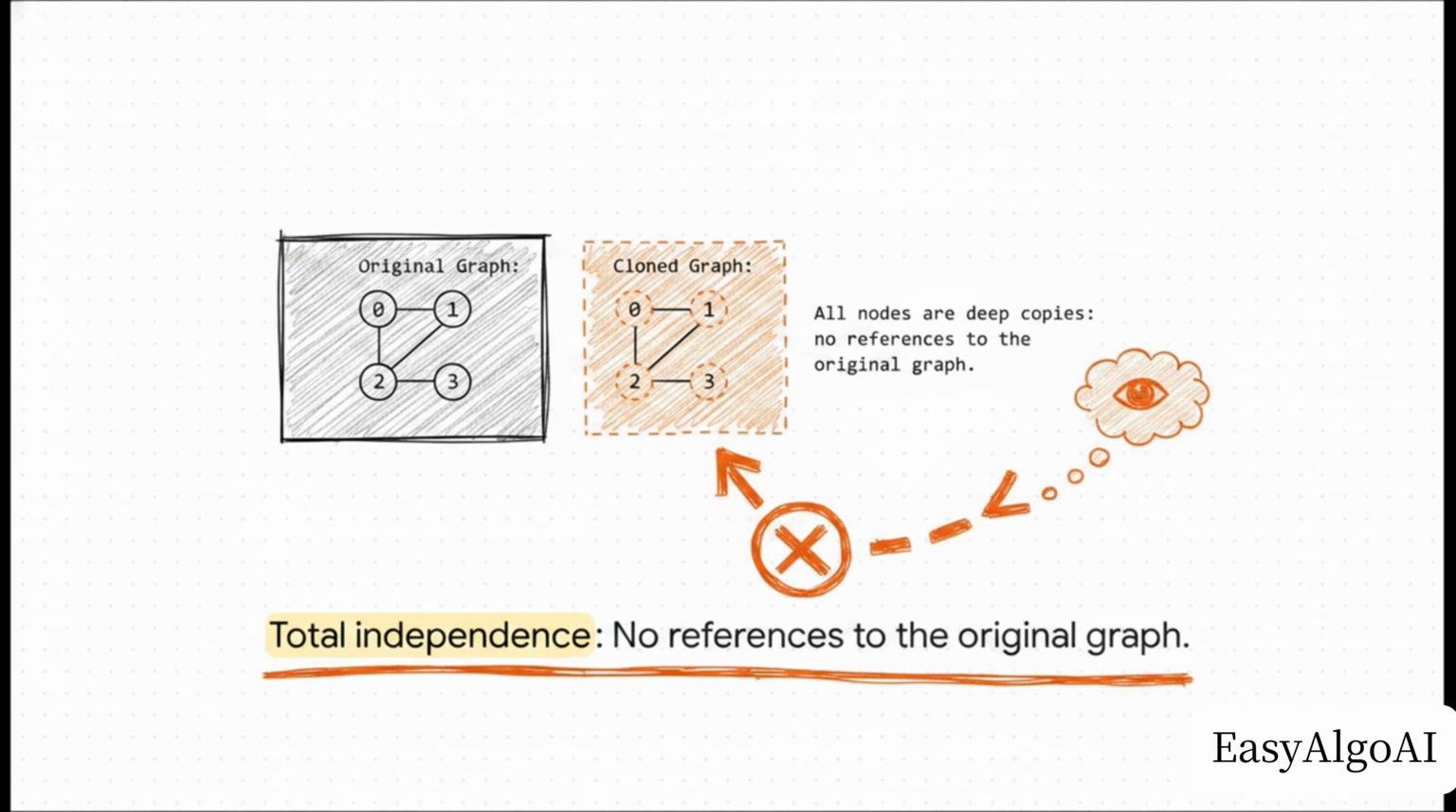And this means total independence. I'm talking absolutely zero references back to the original graph. If the original graph completely vanishes tomorrow, our clone graph shouldn't even blink. That's the level of separation we need.